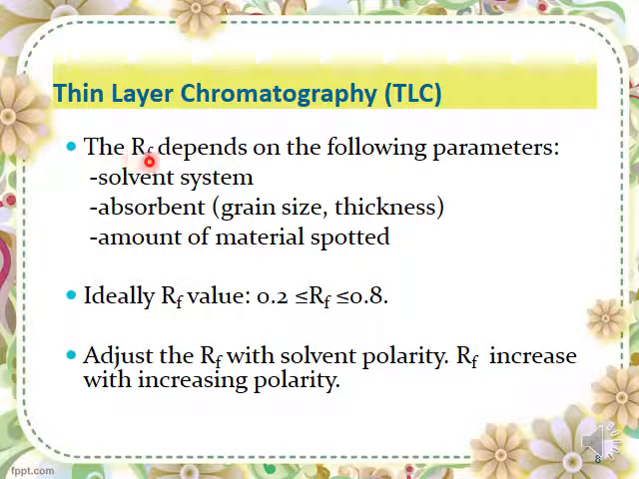Normally it is the solvent. The amount we can easily see, because if there is too much, then we can see a tailing effect. So how do we adjust RF, especially with the solvent system? We play around with the solvent polarity. Normally we use a non-polar solvent first, then if we don't get a nice retention factor value, we change the solvent system to a more polar solvent.